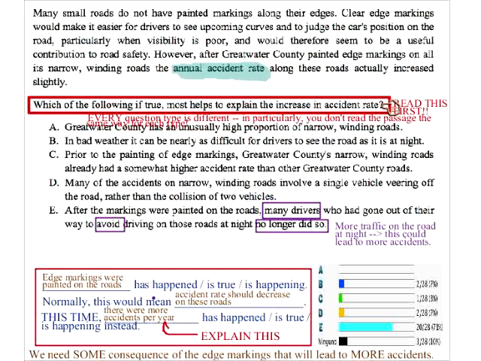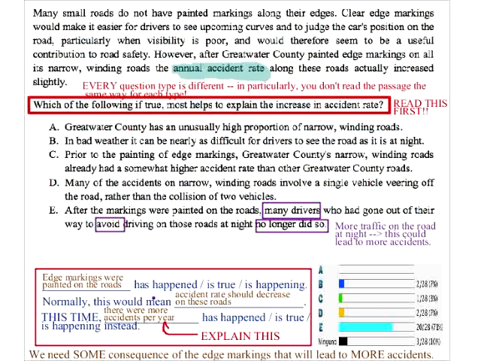So, for example, on this problem, these are all explain the situation type questions. So you know that what you're looking for is this. So this is how you read the passage. You read the passage looking for what is normal, what is not normal, what would we expect, what happened. If it's a different kind of passage, you don't read it like that. Like if this said, which of the following assumptions, then you don't read the passage the same way.